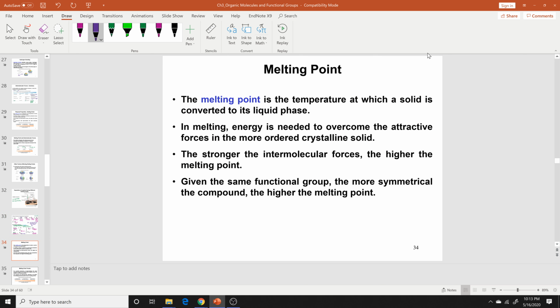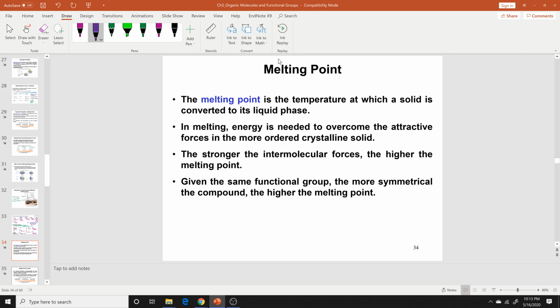Then we have the melting point. By definition, the melting point is the temperature at which solids normally are converted to liquids. And for the melting point, normally energy is needed to overcome the attractive forces. It's the same thing as the boiling point. The stronger the intermolecular forces, the higher is the melting point.